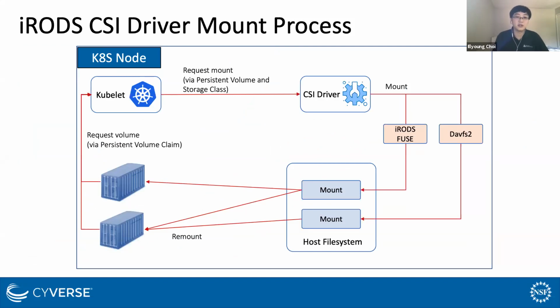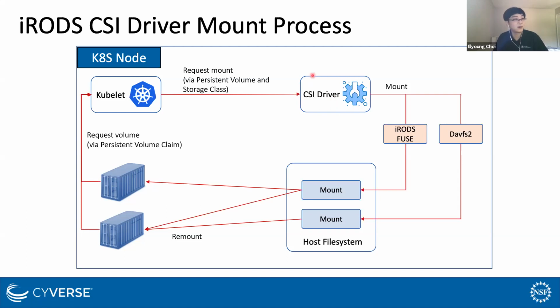This figure shows CSI driver's volume mount process in more detail. First, a Kubernetes container requests a persistent volume to a kubelet via persistent volume claim. Second, kubelet finds persistent volume mapped and storage class for the persistent volume and finds CSI driver associated. Then requests the CSI driver for mounting the persistent volume.